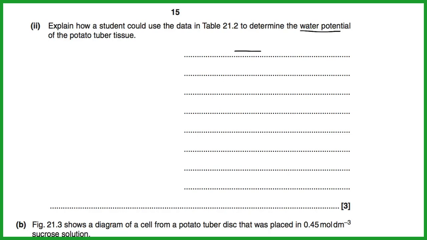So for instance, you could plot a graph with the independent variable, which is the concentration of sucrose, and then plot the percentage change in mass. When it crossed the axis, you would know that at that point the potato had neither gained nor lost mass, so the water potential of the external solution would be the same as the water potential of the potato tissue.